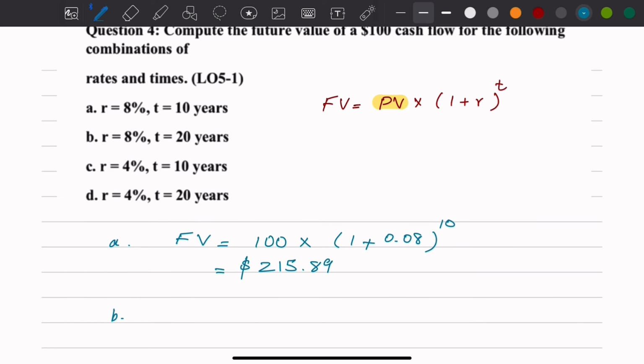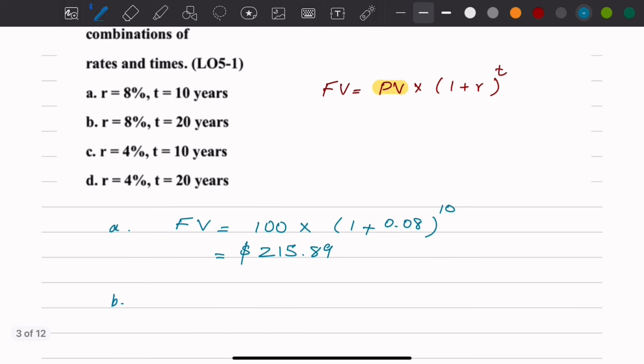B, this time we're going to have the same rate of return, but we're going to have a longer time span for the investment to grow, double the duration. So let's see how that is going to affect our future value. So our future value is going to be the present value, which is $100, multiplied by, again, 1 plus 0.08 to the power of 20 this time. So I'll go back to my calculator. With the same formula I have written earlier, I'm just going to delete the 10 and replace it with 20.